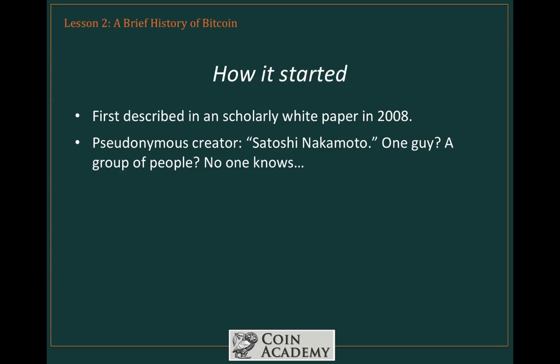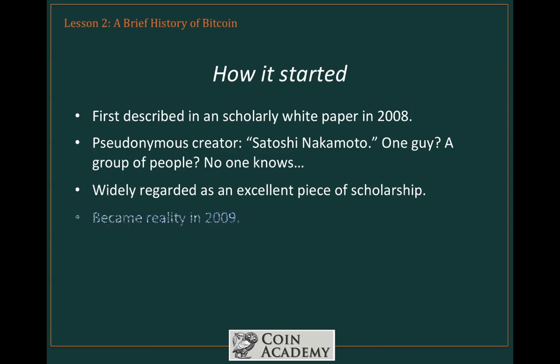And it's irrelevant. What's important is that that paper was widely regarded as an excellent piece of scholarship, and a number of people began to look seriously at the system that was outlined in that white paper. And finally, in 2009, just a short while later, enough people had implemented that system that Bitcoin became a reality. Now, how could this happen?